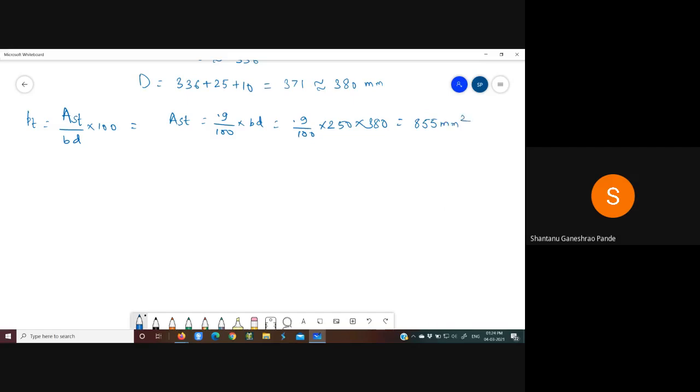Now in beam you can calculate number of bars. Suppose you are using 20 mm bars, then you can calculate number of bars. So this is equal to AST upon AS. Now AS will be area of one bar, which is equal to pi by 4 into 20 square. So AST is 855 divided by area of single bar. If you put, you will be getting number of bars. How many bars are you requiring?